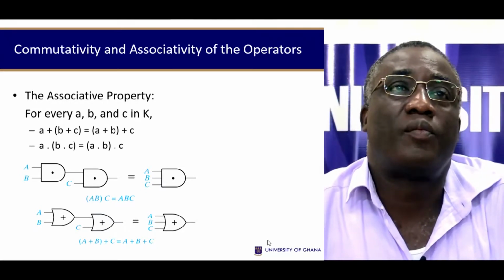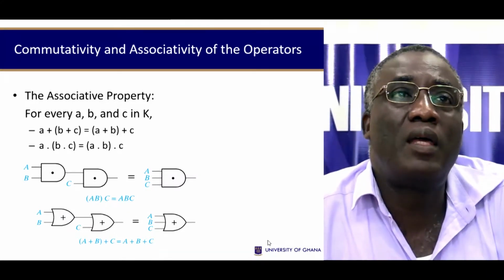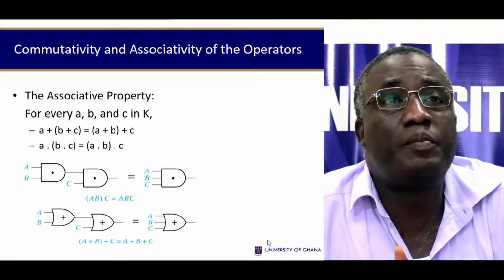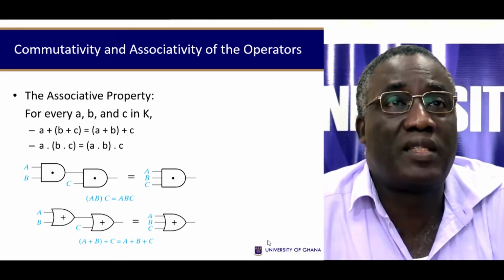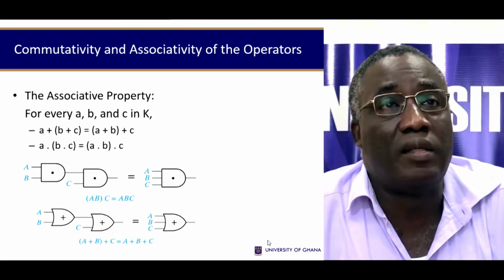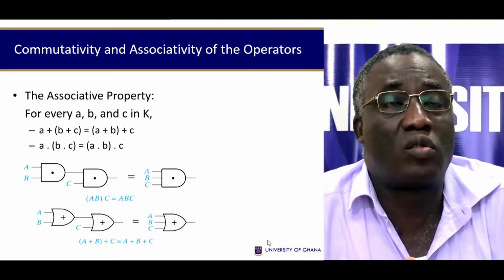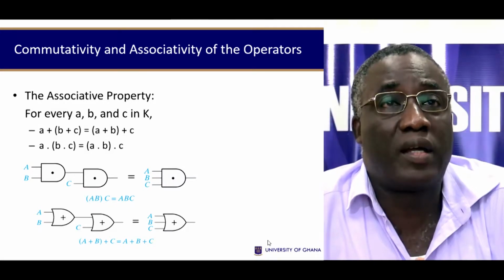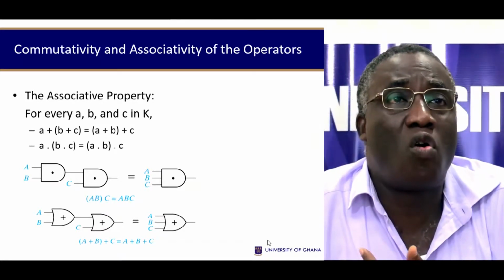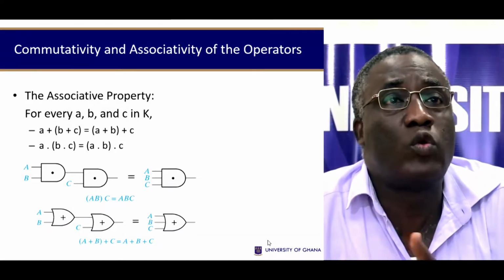The associative property. Here, for every A, B, and C, A or (B or C) is the same as (A or B) or C. Or the other one will be A and (B and C) is the same as (A and B) and C. In other words, if you have an OR or an AND of three operands, it doesn't matter which one you do first, the order in which you do them.